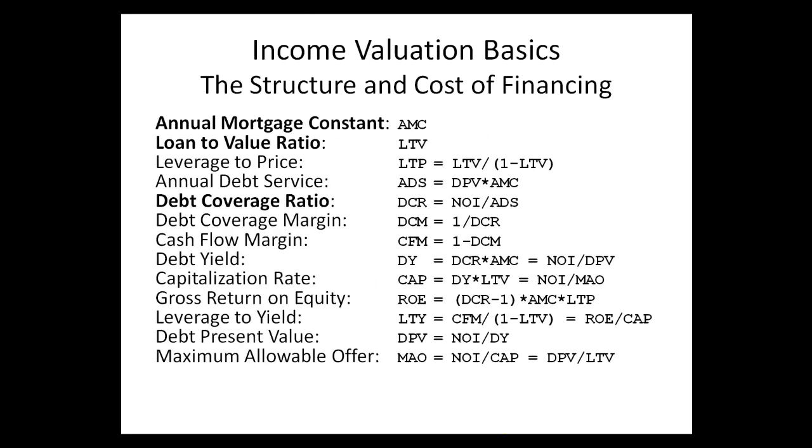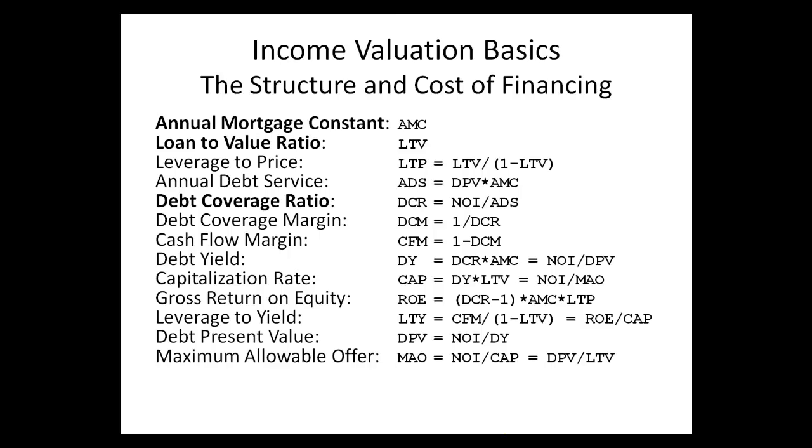Income valuation basics. This was explained in the previous video. I'll briefly go through this again. We start with the annual mortgage constant and the loan-to-value ratio. These are quoted by your lender. You can then calculate the leverage to price, which is the loan-to-value ratio divided by the equity ratio. The equity ratio is 1 minus loan-to-value.